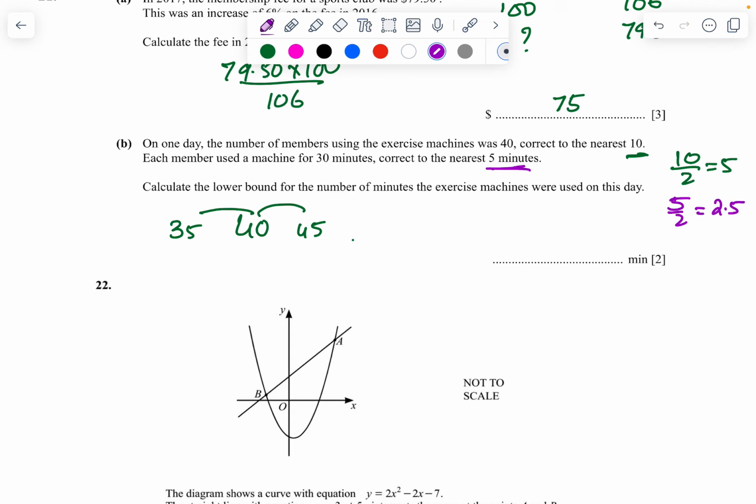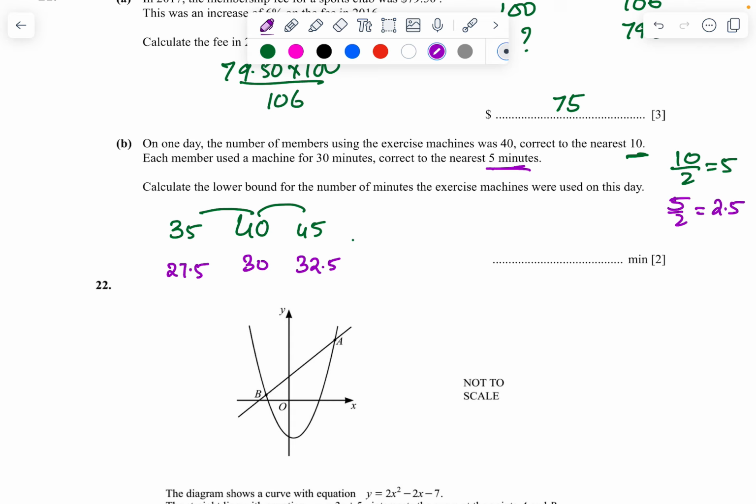So what am I supposed to add to? 30. 30 plus 2.5 is 32.5. 30 minus 2.5 is 27.5. So I got those two values, the upper bound and lower bound, for both cases.